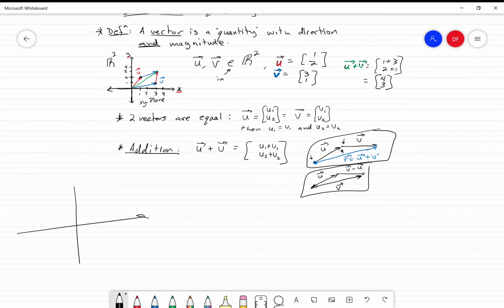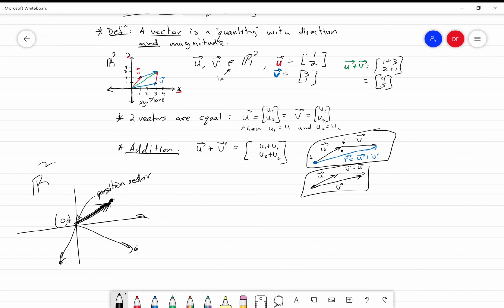Okay, let's look at R2. Since now we know what a vector is, any point in R2 can be represented with a vector. So if I have this point, I can represent it with this vector. If I have this point, I can represent it with this vector. A vector here is called the position vector if it starts at 0, 0.